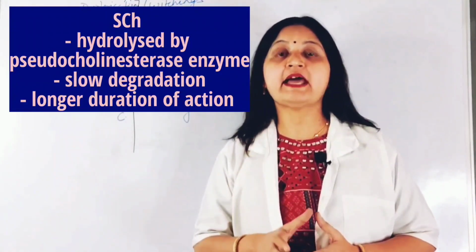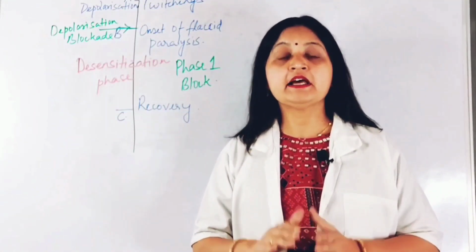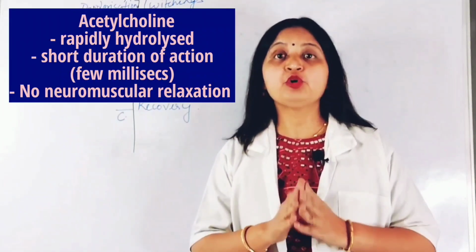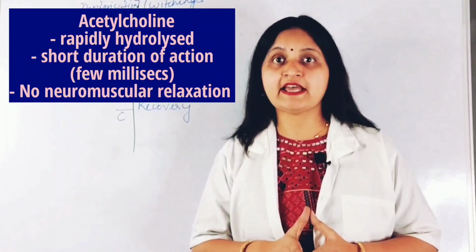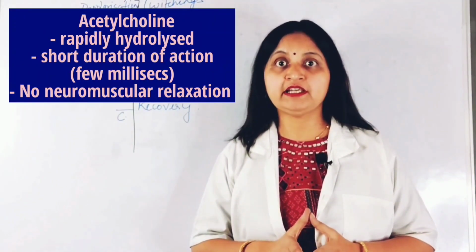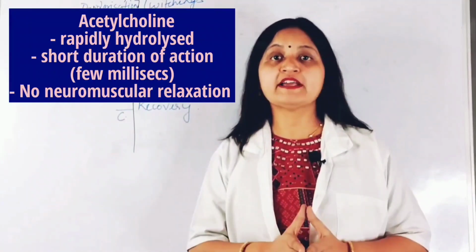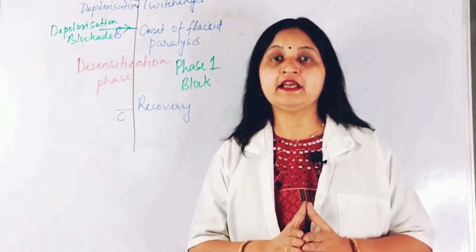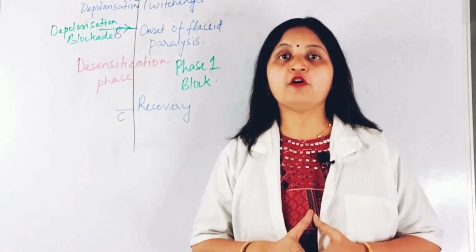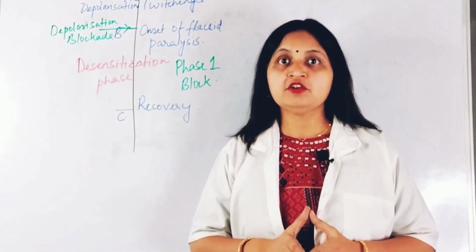It persists in the synaptic cleft for a longer period compared to acetylcholine, which is rapidly degraded by the true acetylcholinesterase enzyme. So because of the longer duration of action of succinylcholine, it causes depolarization for a longer period, which in turn leads to flaccid paralysis and the blockade of neuromuscular transmission.